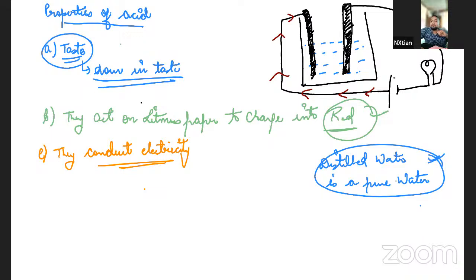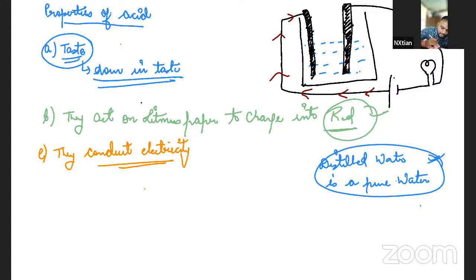Like we are drinking RO water in our houses. There is an RO purifier. The RO adds minerals into it, so that is not the pure form of water. Pure water doesn't have any ions or minerals in it. Understood, guys? Distilled water is pure water, so it won't conduct electricity.